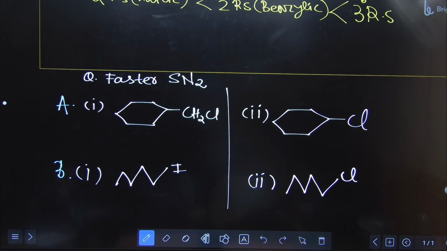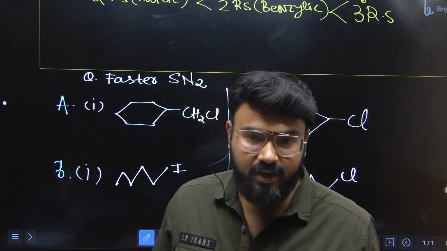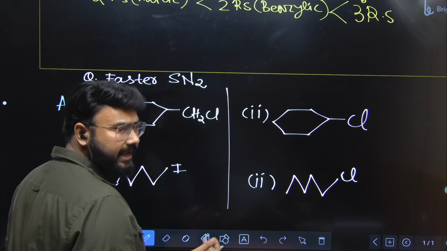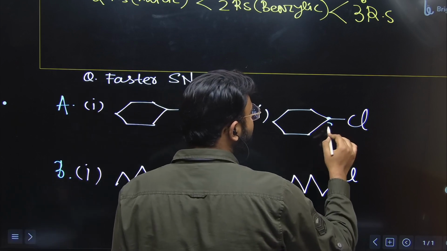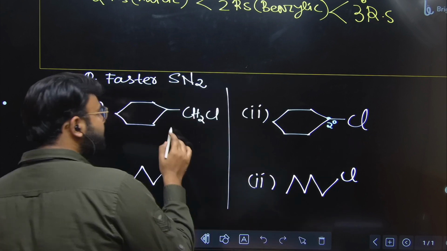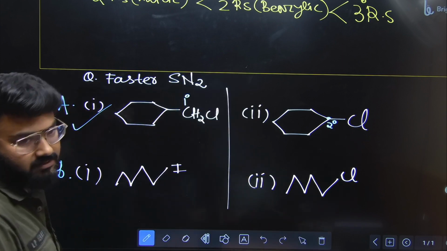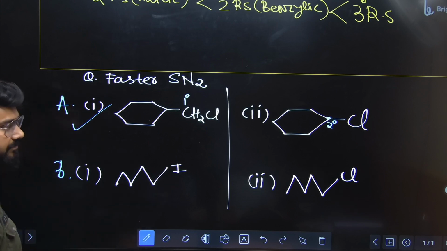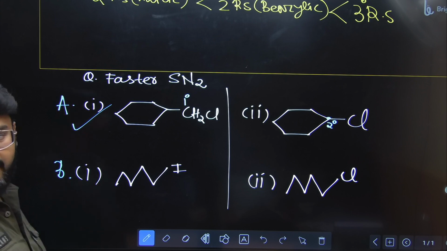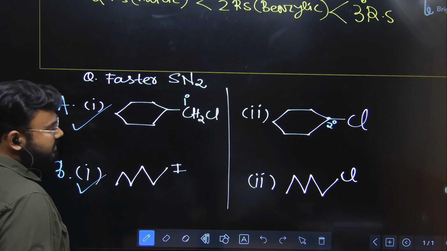Guys, understand here. SN2 means steric hindrance, the smaller the degree, the faster. Guys, please see here. This carbon is 2 degree, but this carbon is 1 degree. So the first one is the answer. And in this question, guys, what is the answer? Iodine or chlorine? Iodine. Iodine is a better leaving group. So here also this is the answer.